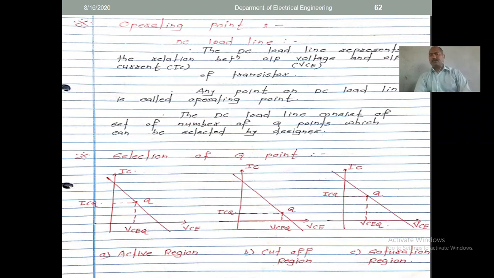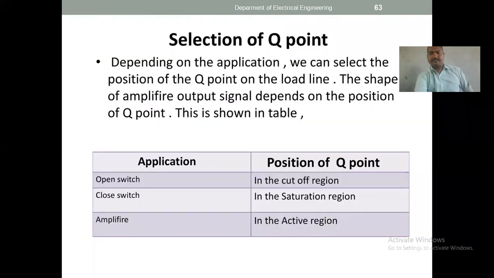When the DC load line position is at the center of the load line, it acts as an audio amplifier. When the position is downward, just near about VC, it acts as a cutoff switch. When it is towards or upward the IC, in that case it acts as a closed switch, in the saturation region. This is the thing with respect to the load line and its position. Accordingly, the particular configuration should work.